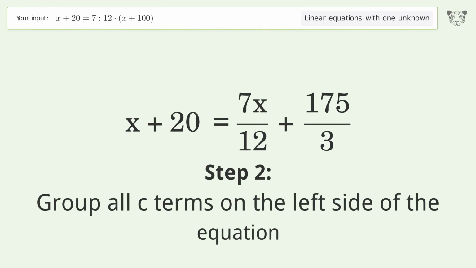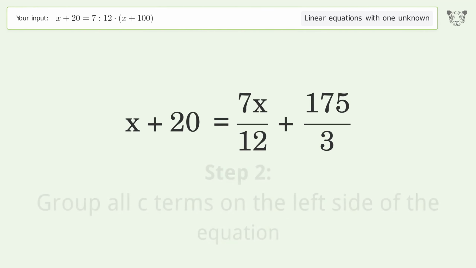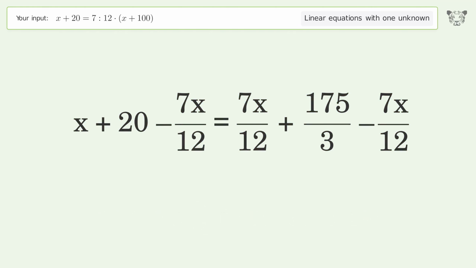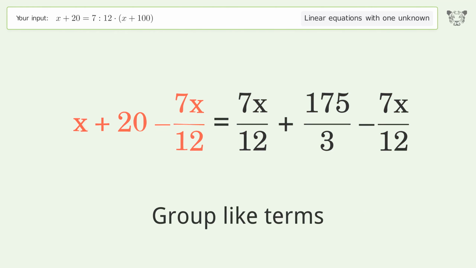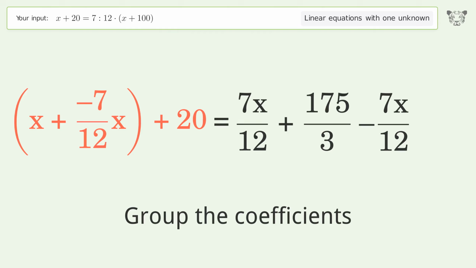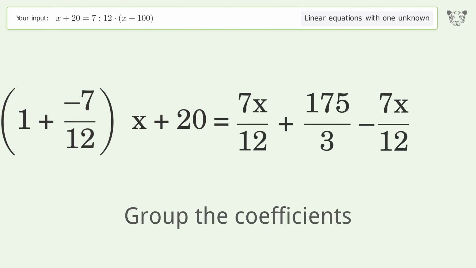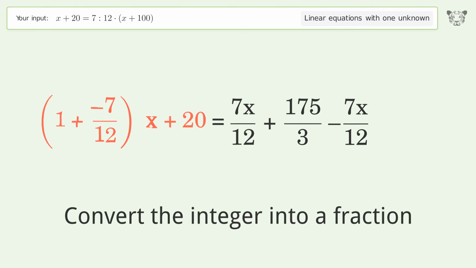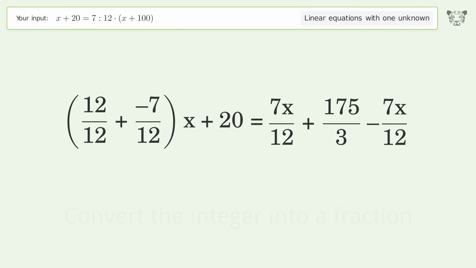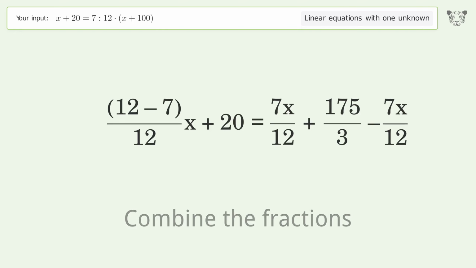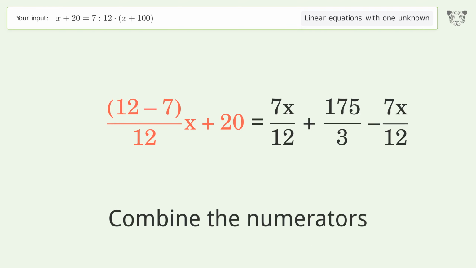Group all x terms on the left side of the equation. Subtract 7x/12 from both sides. Group like terms. Group the coefficients. Convert the integer into a fraction. Combine the fractions. Combine the numerators.